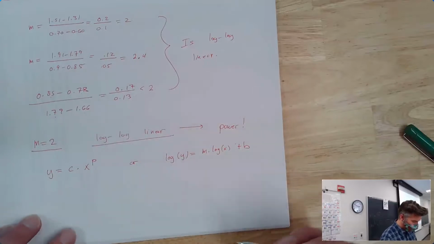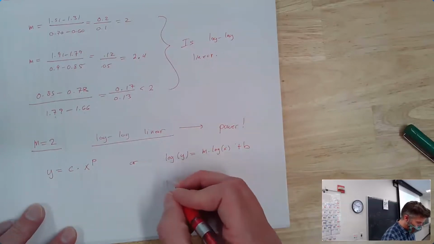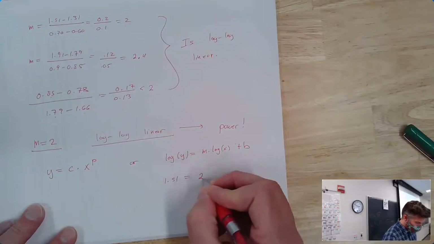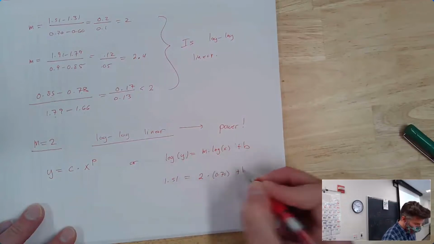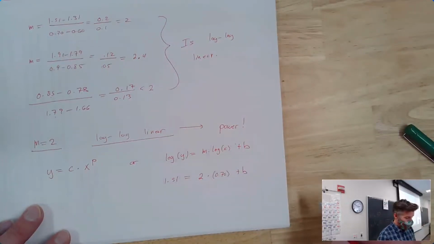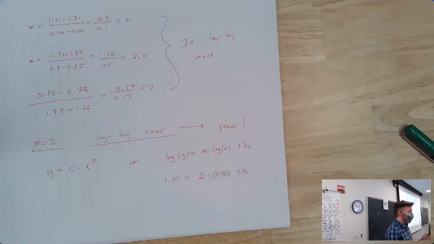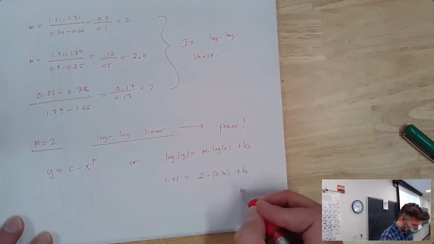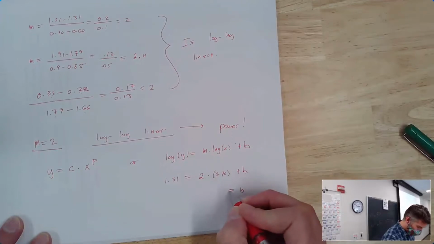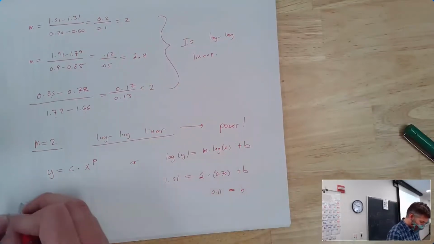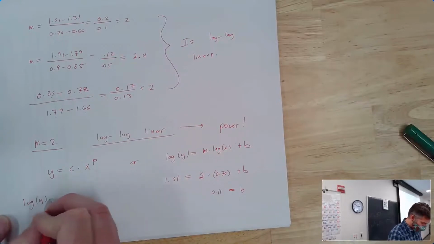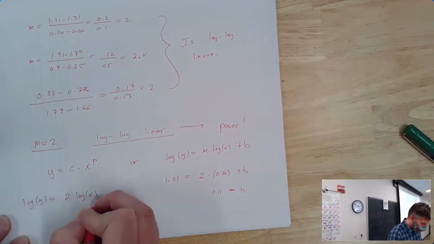But if we use one of our data points, like log of y being 1.51, our slope is 2, and log of x is 0.70, we can use that to find the value of b. I would imagine there'd be some room for error or for different answers. But using that data point, I get a b value of 0.11. If someone else used a different data point, they'd probably get a slightly different b value. And then we could write the equation: log of y equals 2 times log of x plus 0.11.